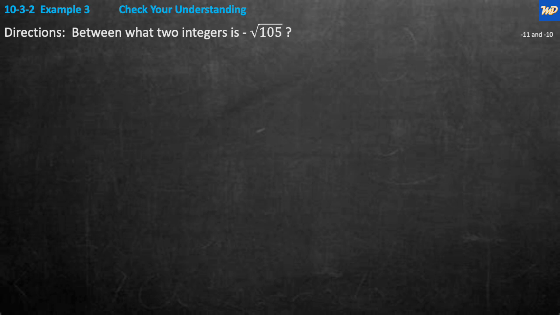So let's think about this. It's a negative square root. You could do the same thing with positive right now just to get the answers. But we're looking at the square root of 105. That fits between the square root of 100, which is 10, right? And the square root of 121, which is 11. So 105 is between these two numbers, and these are consecutive.